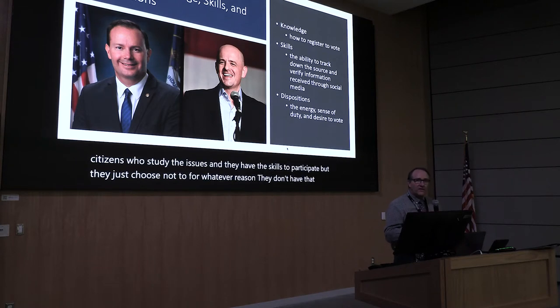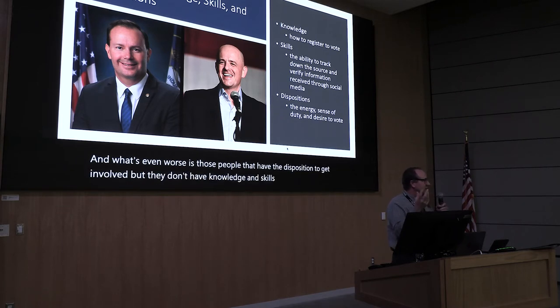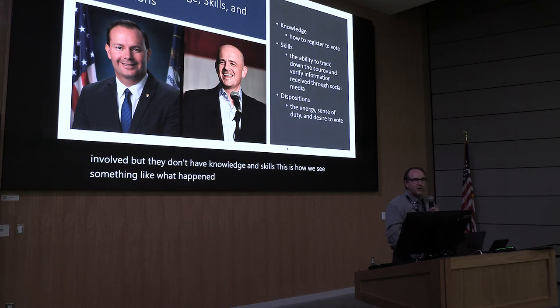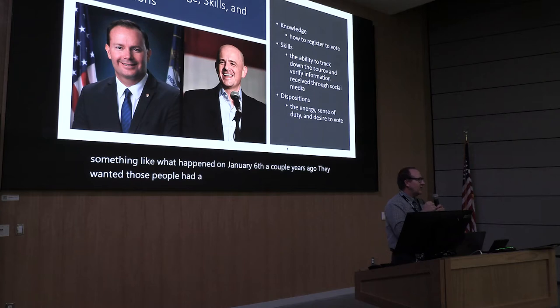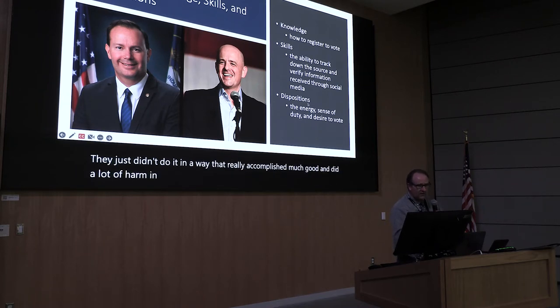And what's even worse is those people that have the disposition to get involved, but they don't have knowledge and skills. This is how we see something like what happened on January 6th a couple years ago. Those people had a disposition to act and get involved, for sure. They just didn't do it in a way that really accomplished much good and did a lot of harm, in fact. And so these three things, it's vital that we teach all three, in all three of these areas, if we want people that are really prepared for civic engagement.